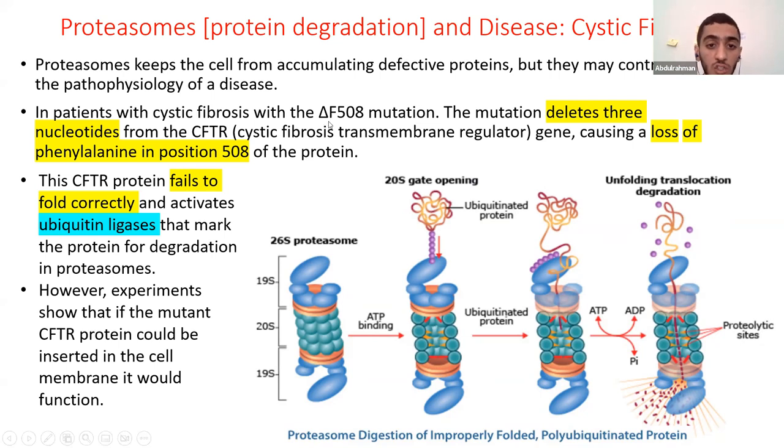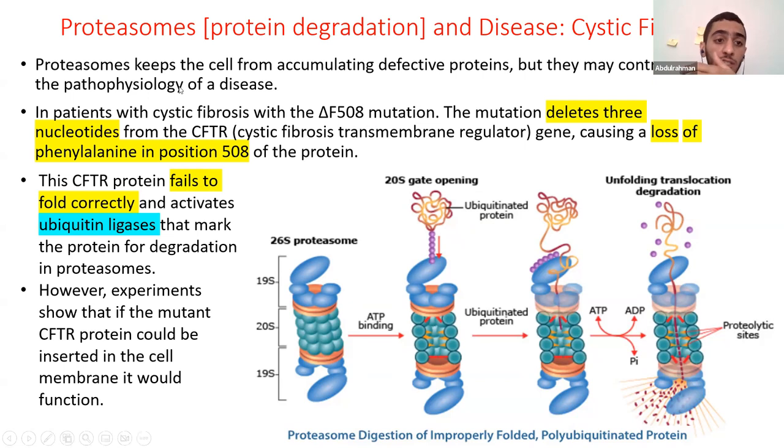Now, what this means is that there's a mutation, and if you remember from the amino acid lecture, the letter F stands for phenylalanine, and then at position 508. So the phenylalanine at position 508 is gonna be deleted. And this leads to a mutation in that protein that it's trying to create, which is the cystic fibrosis transmembrane regulator. Since this protein is non-functional because it just had a mutation, ubiquitin will come over and tag this protein, which is gonna take it to the proteasome and break it down.